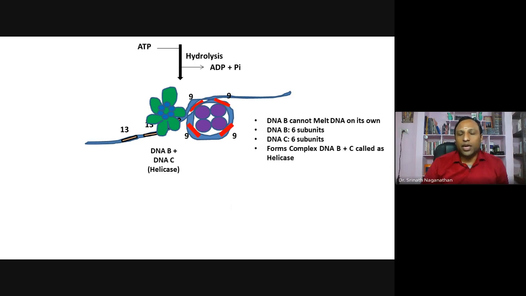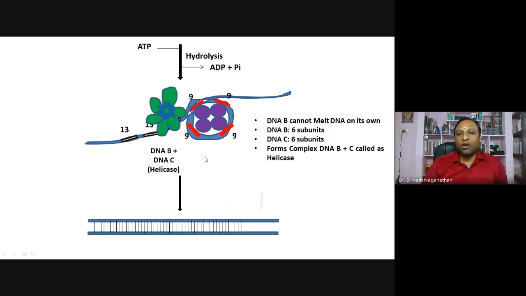DnaB cannot melt the DNA on its own. DnaB has 6 subunits, and DnaC also has 6 subunits. They form the complex, that is DnaB and DnaC complex, which is called as helicase and which helps in the melting of DNA.